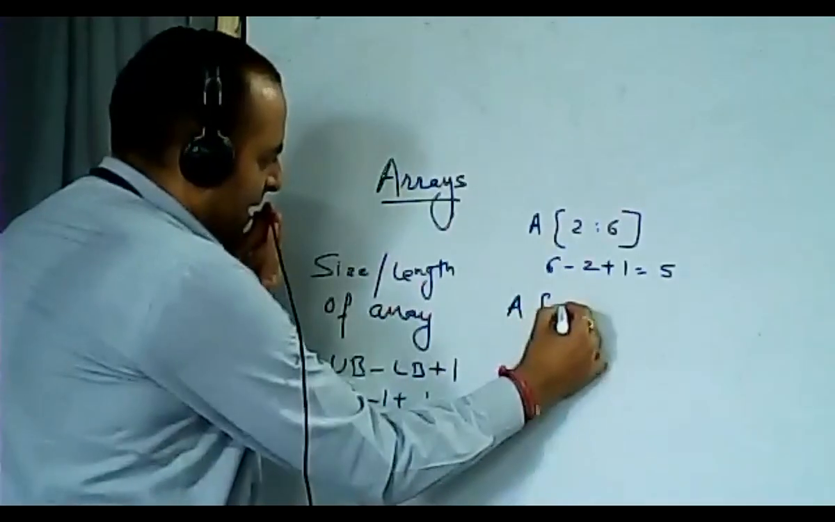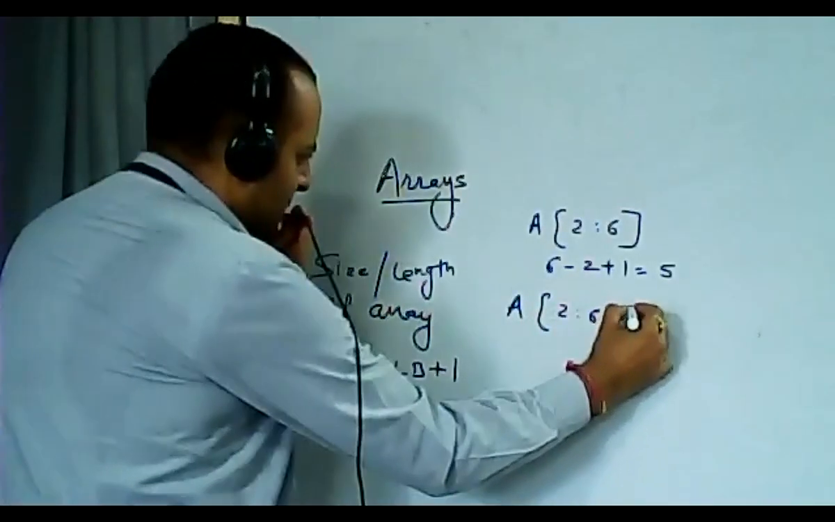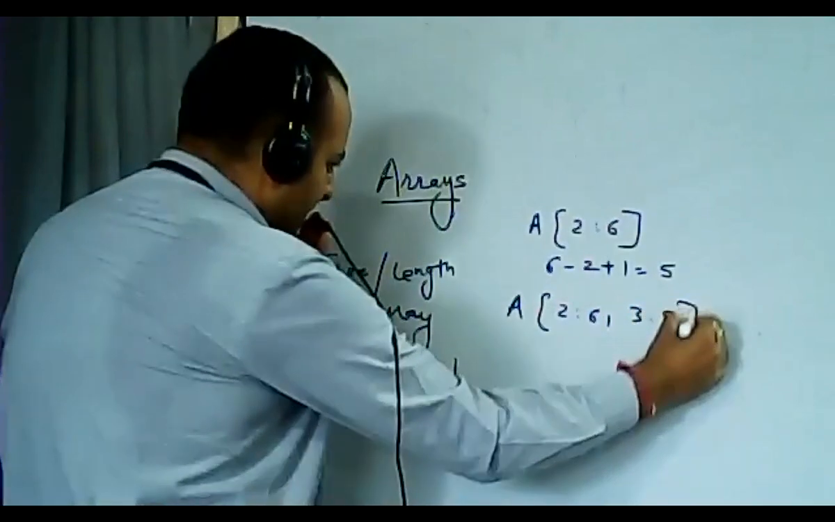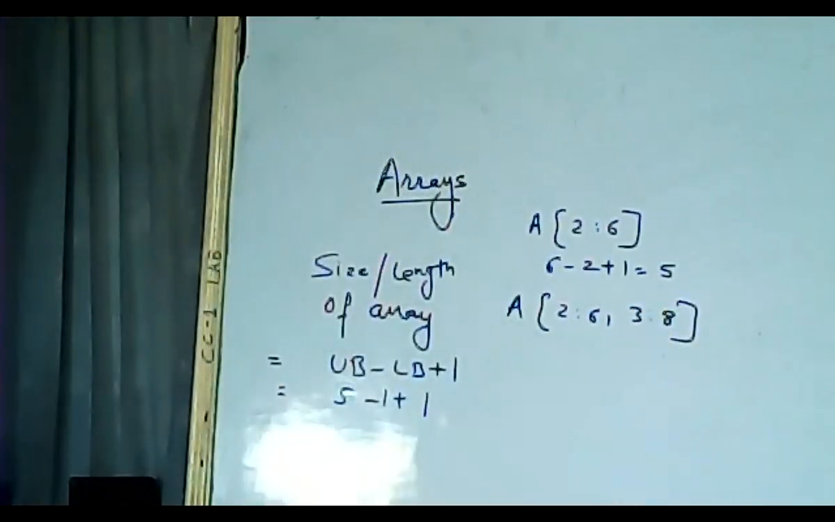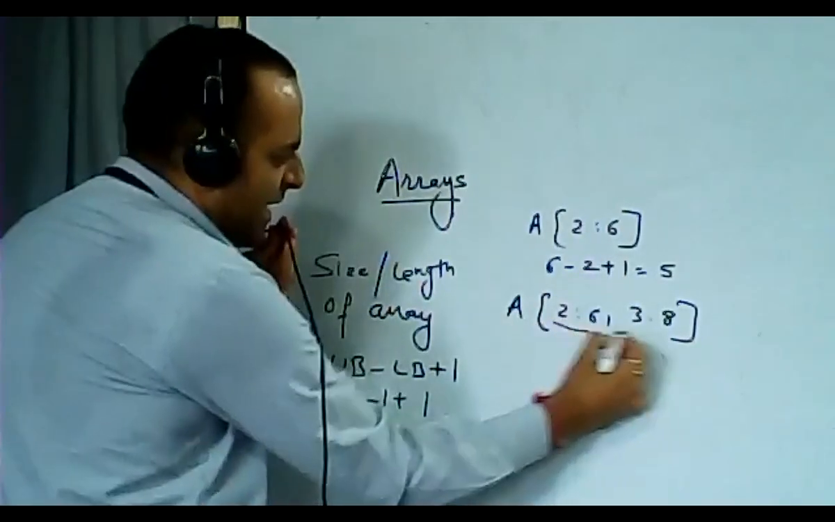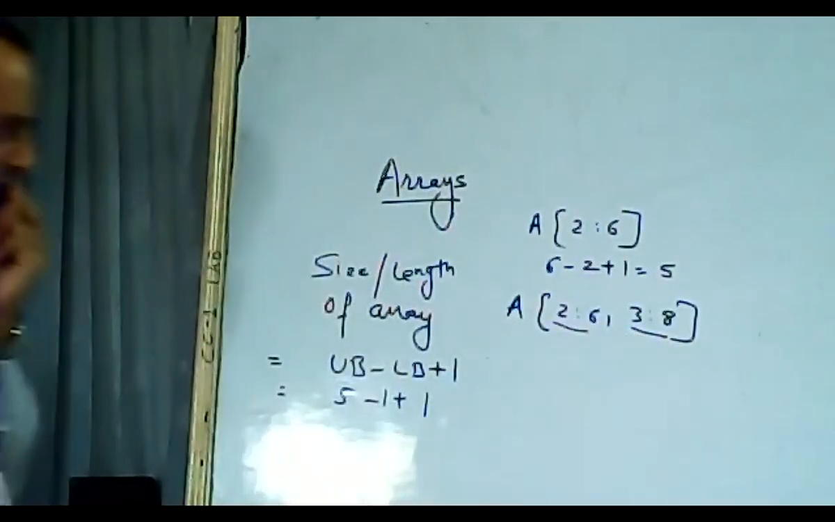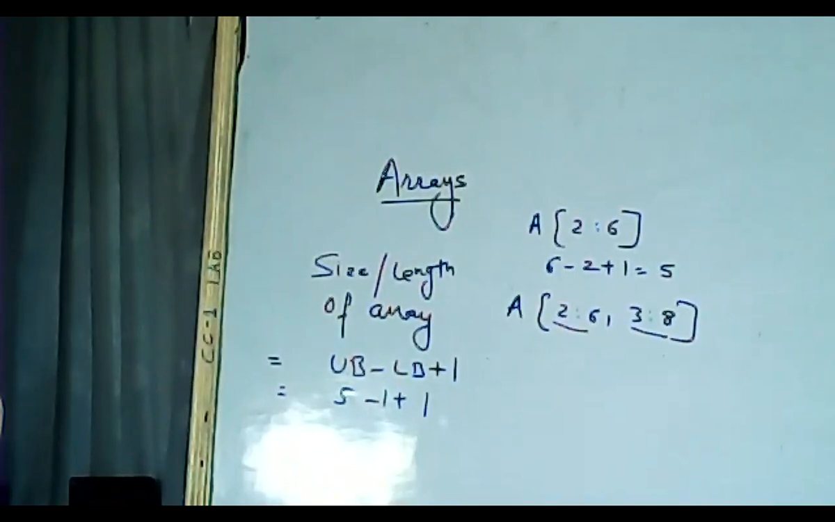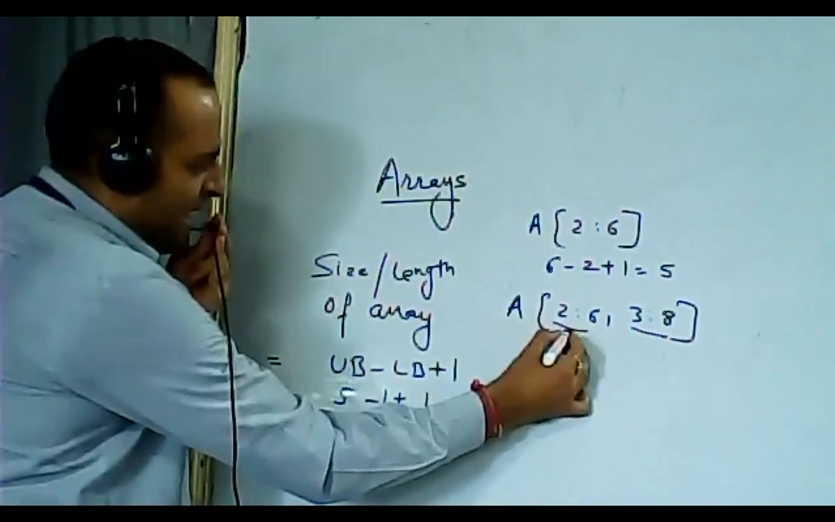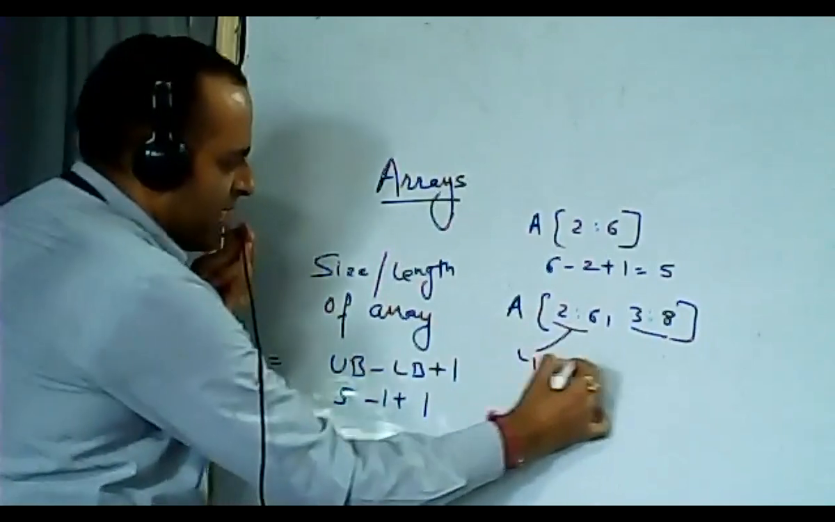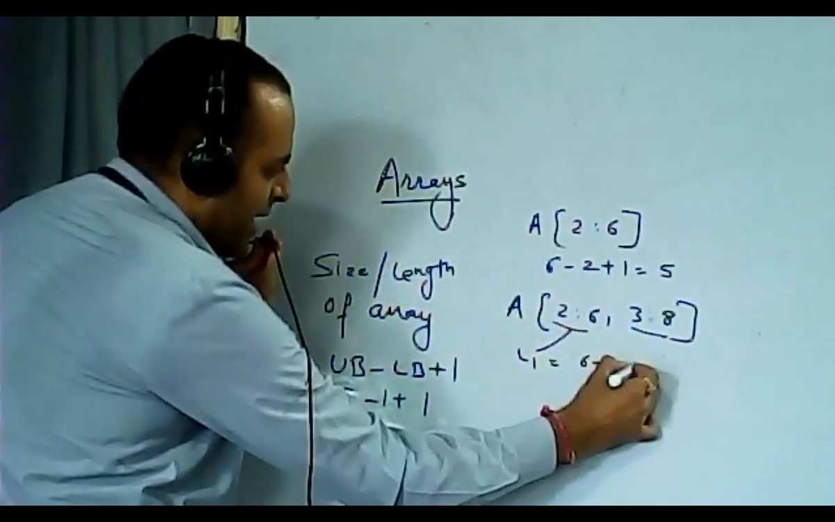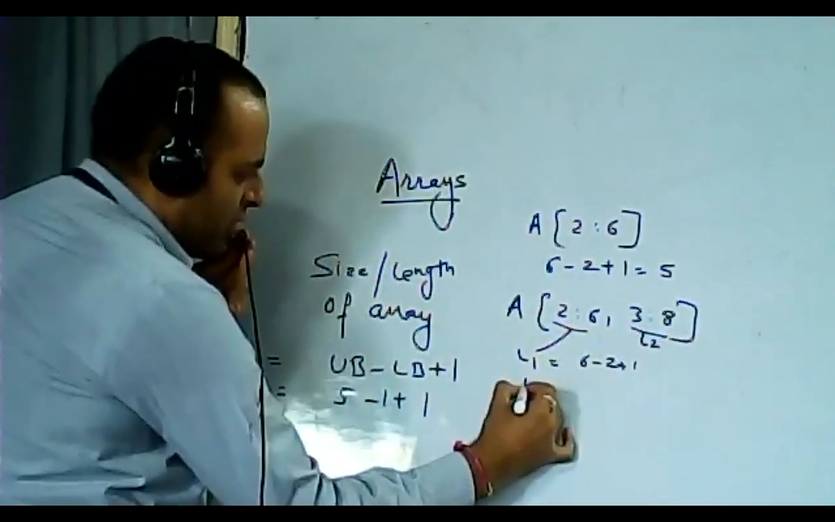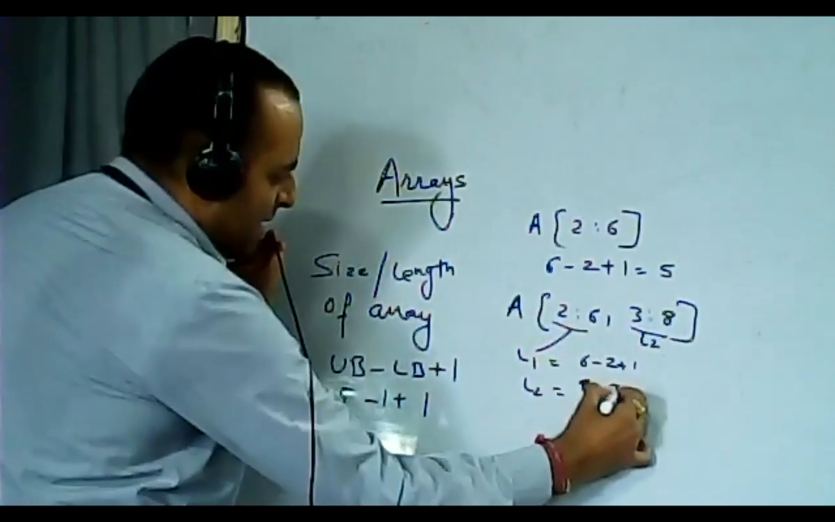Another array A: 2 colon 6, 3 colon 8. Is this a 1D, 2D or 3D array? It is a 2D array. This was a 1D array, this is a 2D array, as 2 dimensions are given. For this I need to find out L1, length 6 minus 2 plus 1. For this I need to find out L2, 8 minus 3 plus 1.